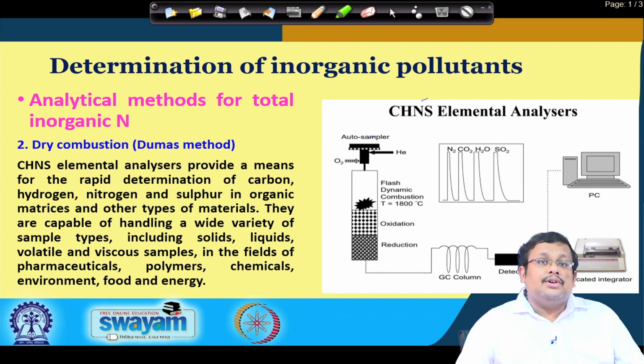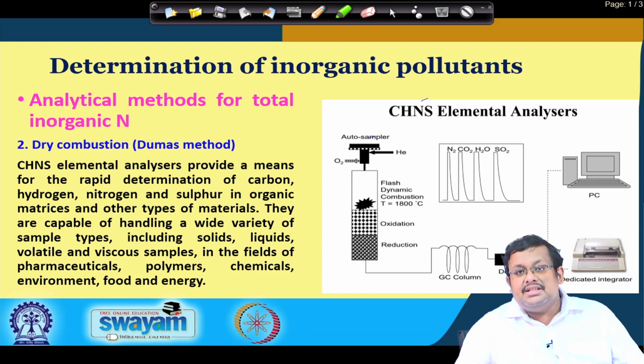Now, they are also capable of handling a wide variety of sample types including solids, liquids and volatiles and viscous samples in the field of pharmaceuticals, polymers, chemicals, environment, food and energy. So, this instrument has widespread use in several industries, not only in agriculture and environmental disciplines, but also in polymers, chemicals, pharmaceuticals, food and energy and so on and so forth.